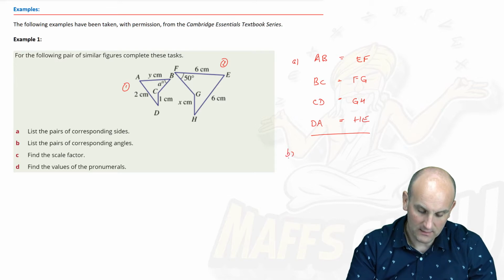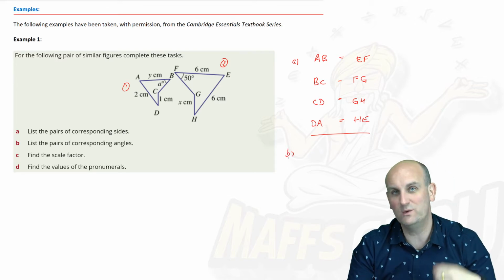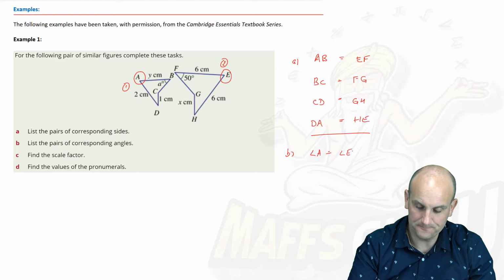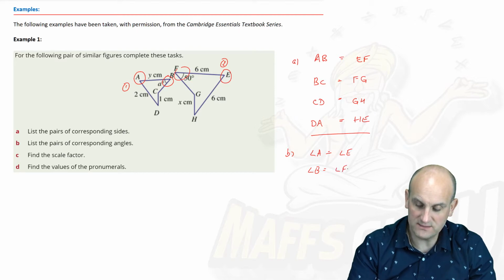Part B, list the pairs of corresponding angles. That's just saying, well, which angles in which shape are the same? Well, angle A in that situation would be the same as angle E. Angle B would be equal to angle F. And notice I'm using that angle sign.